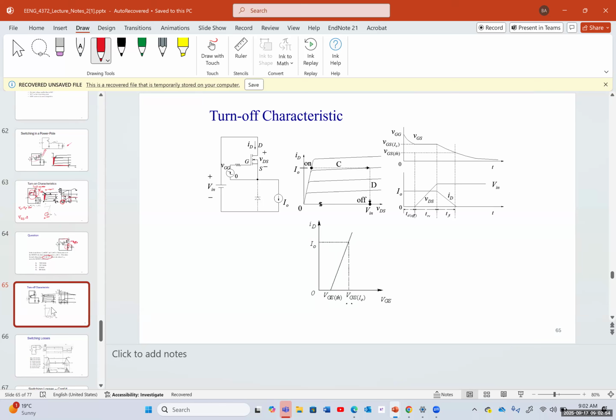And here you can see the turn off characteristics of the IGBT transistor. Again, we have an off situation. And when you have an off situation, the current goes from its maximum to its minimum, 0, and the voltage goes from 0 to its maximum, after the turn off delay time. So Vin goes from 0 to its maximum.